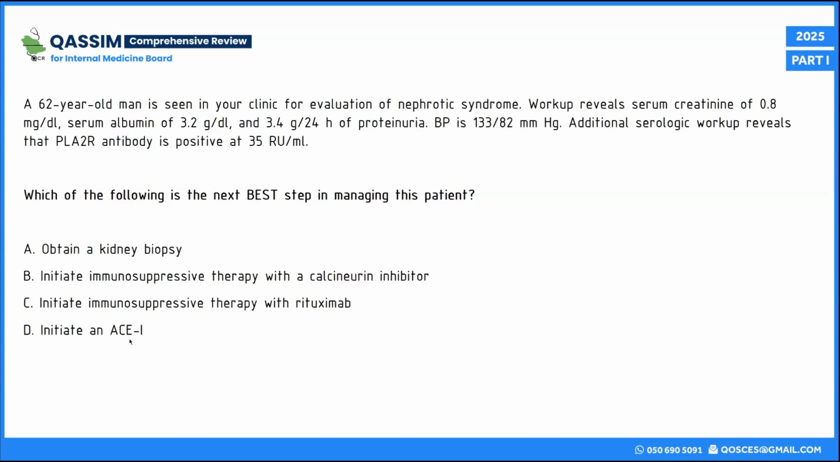Treatment is what we will do. So this is a confirmed diagnosis of membranous because of positive phospholipase, so start ACE inhibitors.